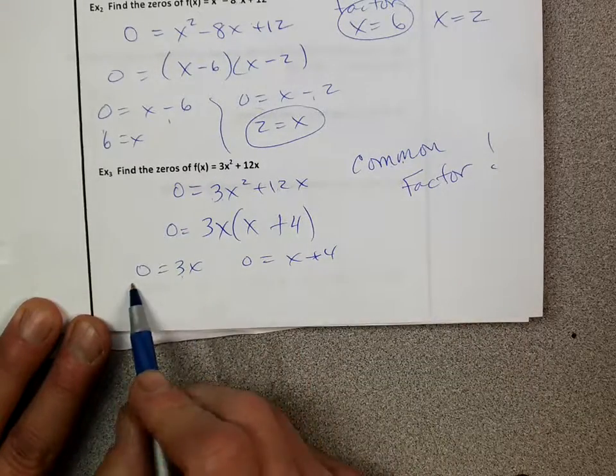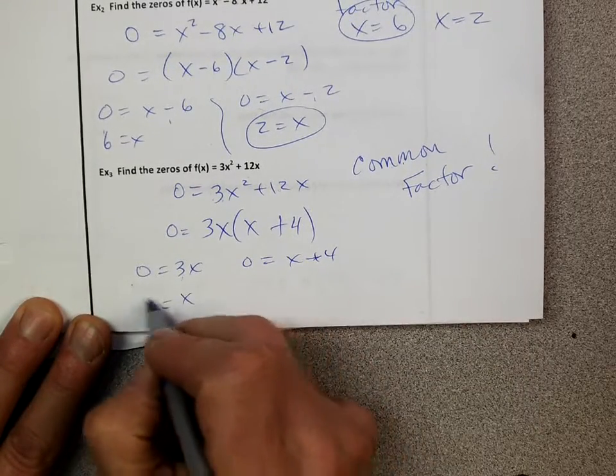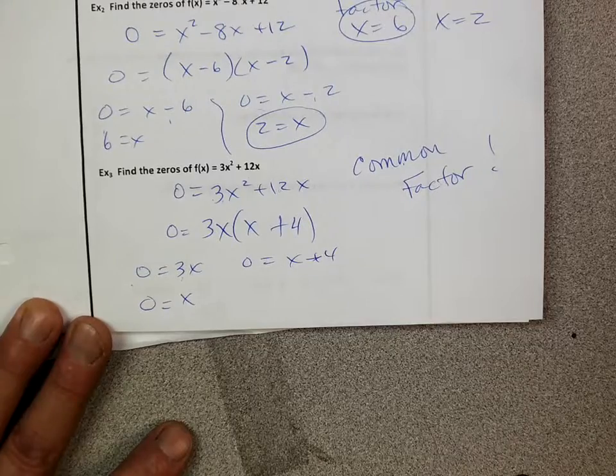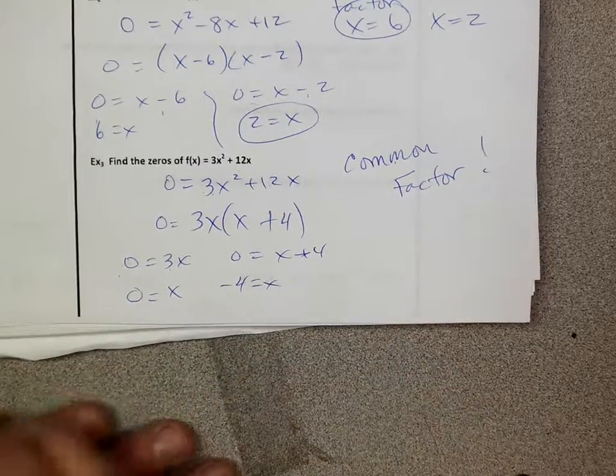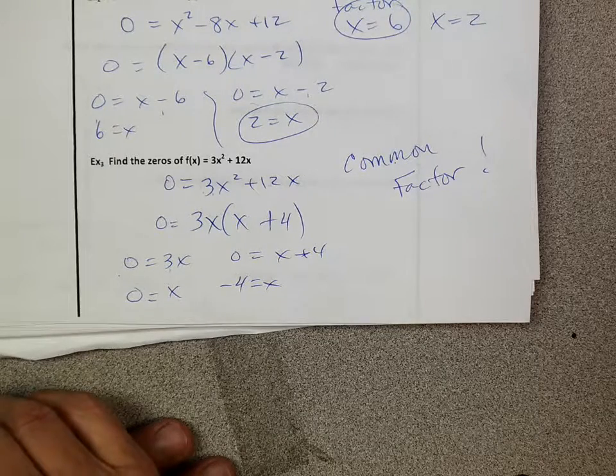Divide by 3, and x is 0. 0 divided by 3 is 0. And that is an answer. That's a number. Minus 4 minus 4, I get negative 4. Those are both my answers.